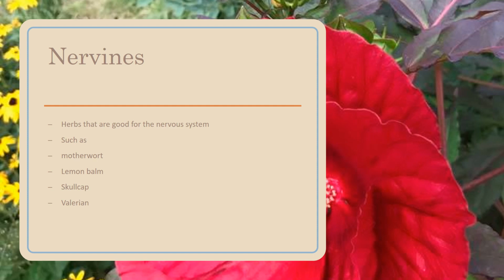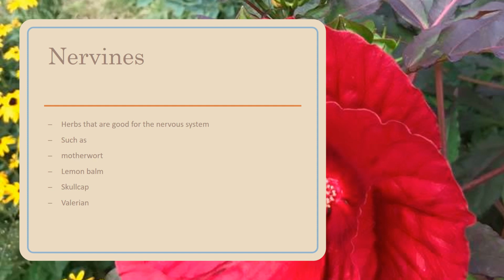These are good for, and a lot of these are good for the cardiovascular system. Also, with nervines, you have to be careful because some of them, such as skullcap and valerian, are heavy sedatives. So you want to be mindful of not using those when you need to go out, if the children are up and you have to be on alert before you drive, things like that.